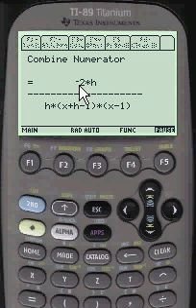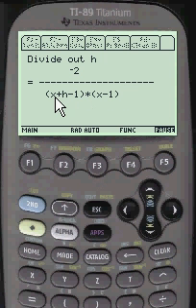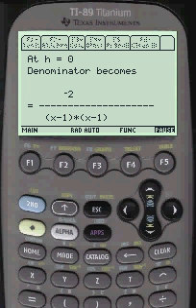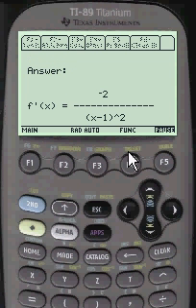Combine the numerator, turns out to be minus 2 times h. We divide the h out. Minus 2, the common denominator. Here's an h here. As h approaches 0, that comes out, and this denominator becomes this. And here's the answer, minus 2 over x minus 1 squared.